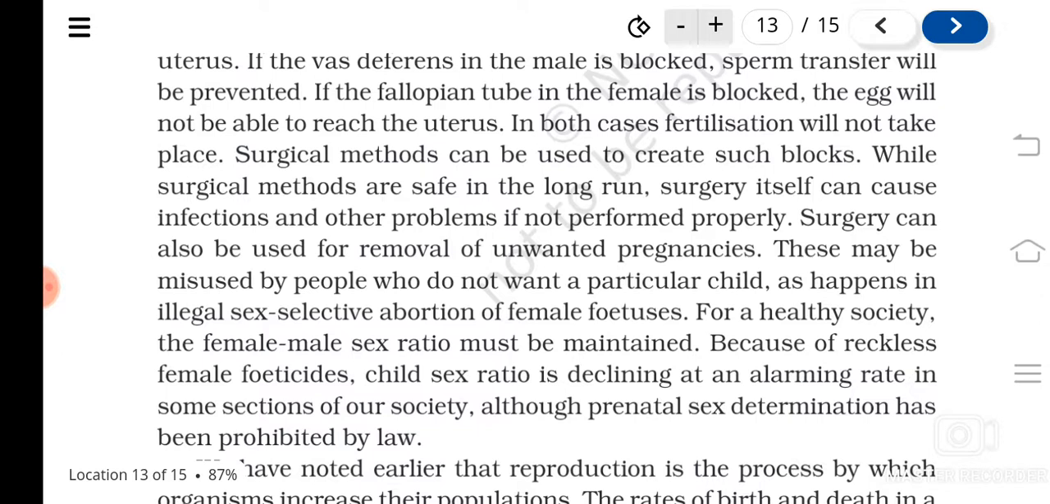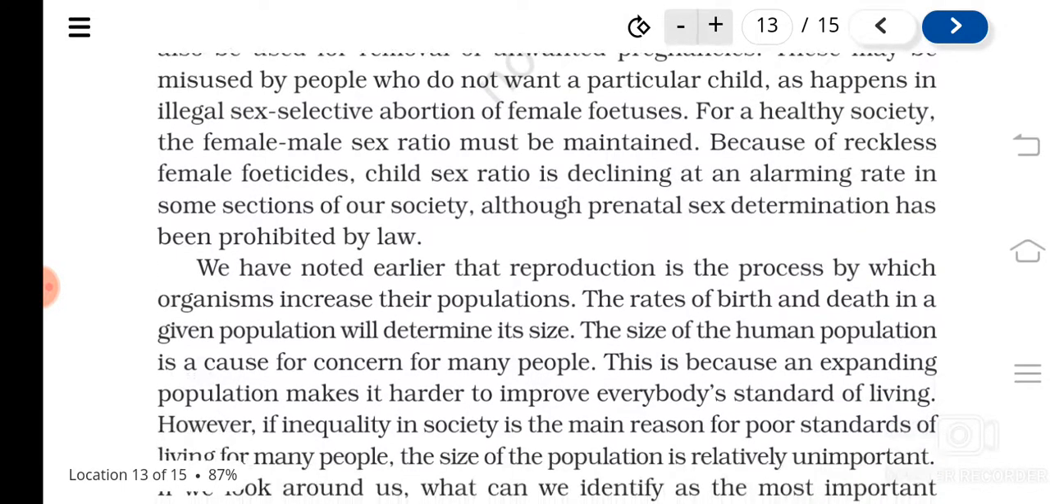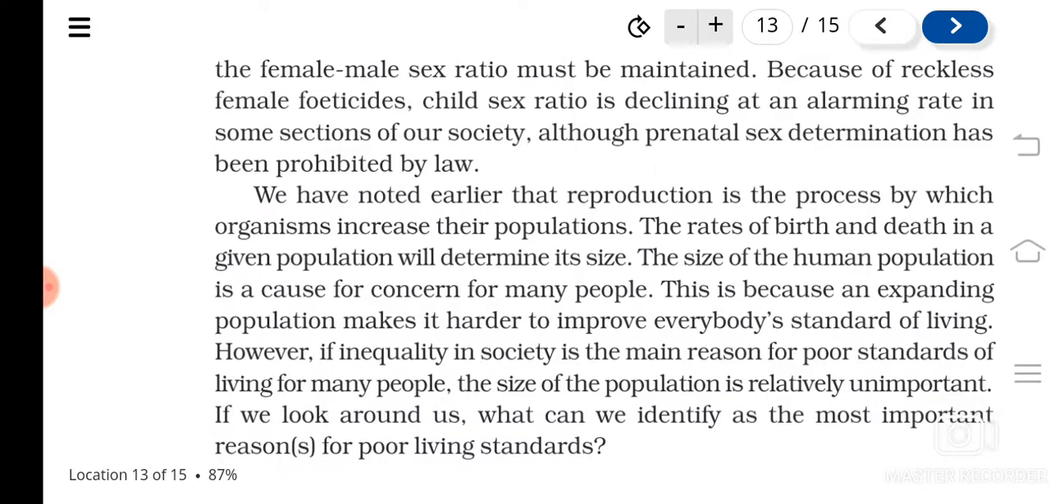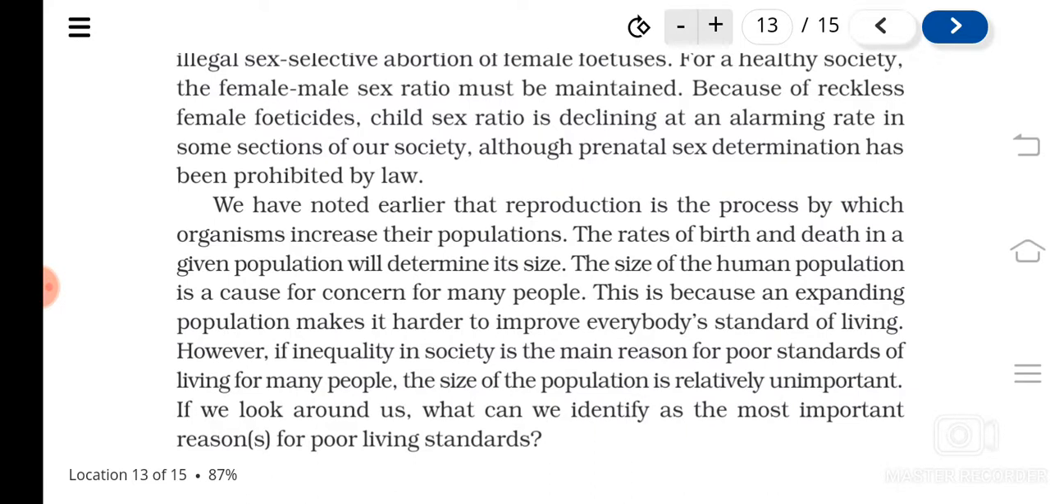So these are the various contraceptive methods. And we have also heard about female feticide, meaning killing of the female child in the mother's body itself. That is called what? Female feticide. Okay, because of this only, sex determination is prohibited in India by law. Female feticide can lead to what? The child sex ratio will be declined. Means the male and female child ratio can be altered. So prenatal sex determination is prohibited in India.